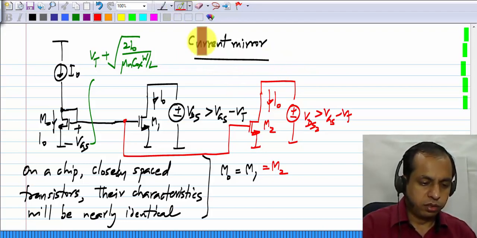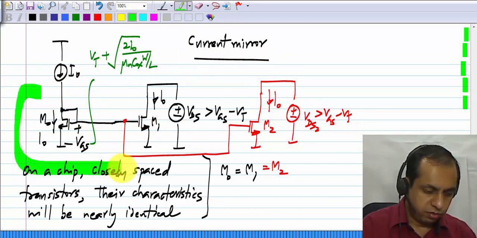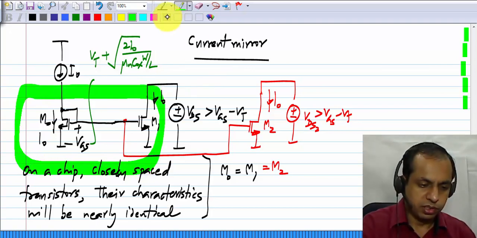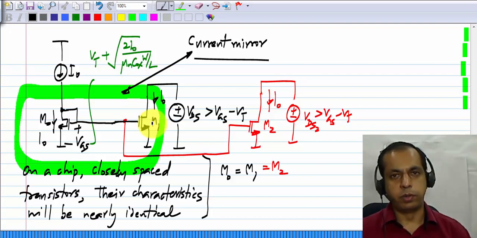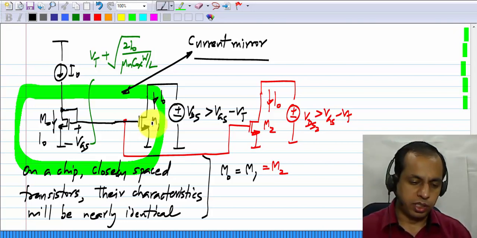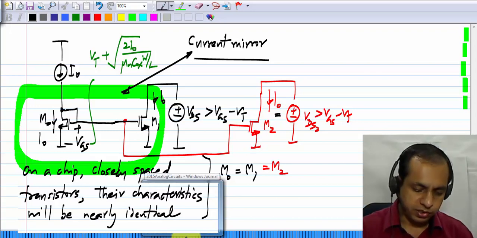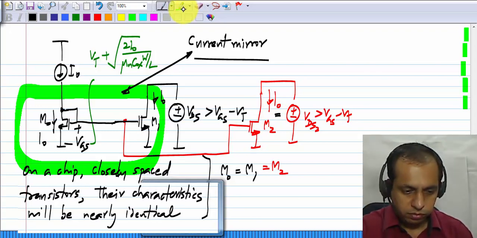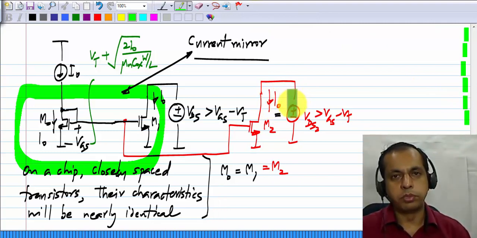Specifically, you can mirror it to a number of devices, but typically this structure with two devices is known as a current mirror. Okay, and it's a very widely used block in integrated circuit design because you can replicate currents like this. Now it turns out that you can also scale the value of the current. Okay, for instance, let's say that I didn't want I0, but I wanted 2 times I0.